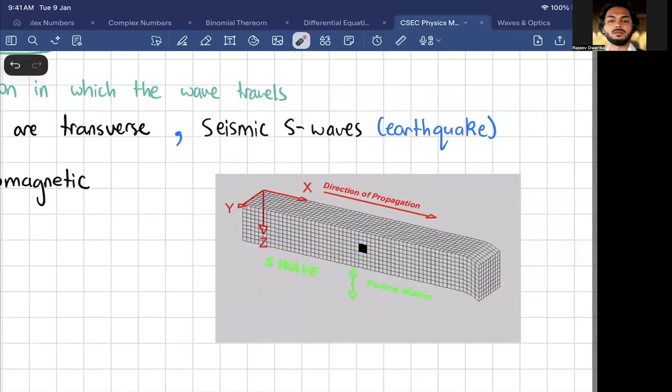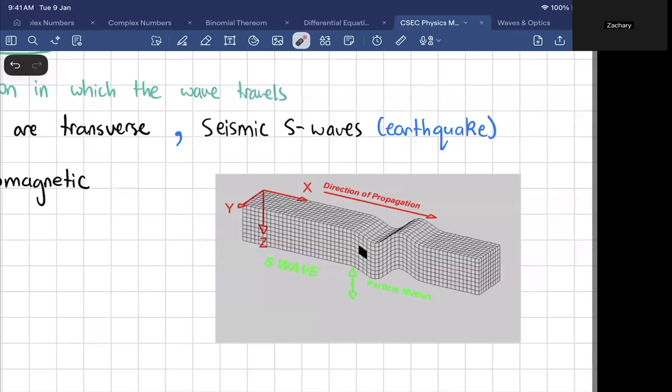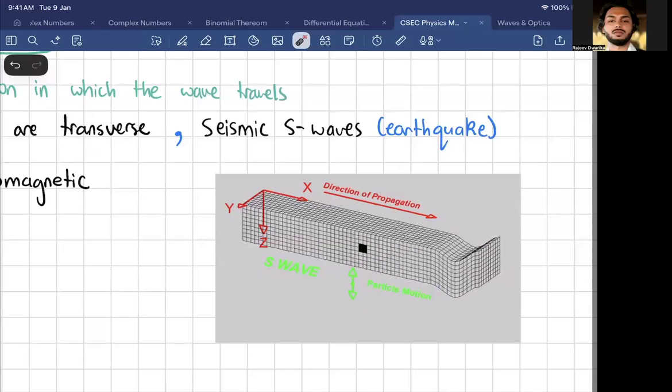Are you seeing what I'm talking about or not? That's good, because of the particle motion. Look at the particle motion. You see that the particle motion is moving up and down, and the propagation is in this direction. It's perpendicular. And this is our S wave. This is our seismic S wave.